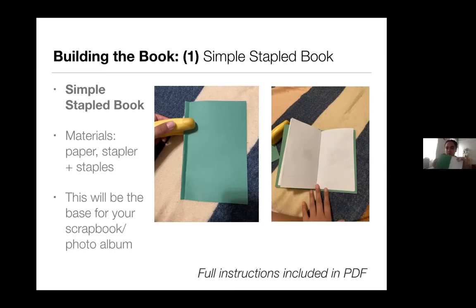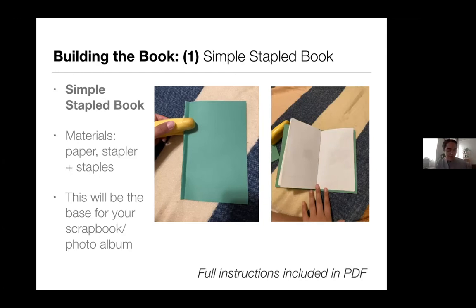Full instructions are in the PDF, by the way, I just want to let you know. But you're folding paper in half and stapling it along a spine. And then you fold in the spine just to help with page turning. But that's the simplest book you can make.